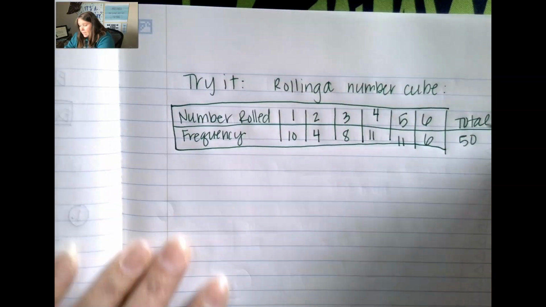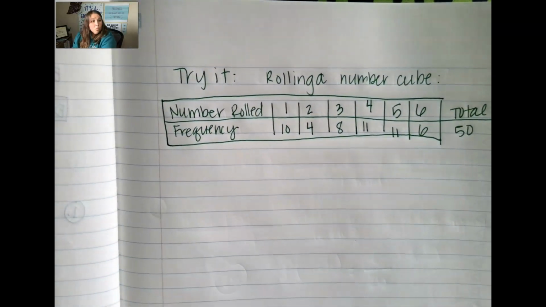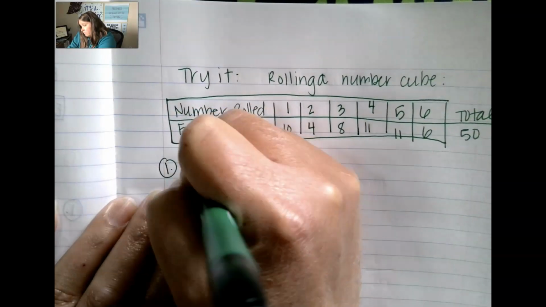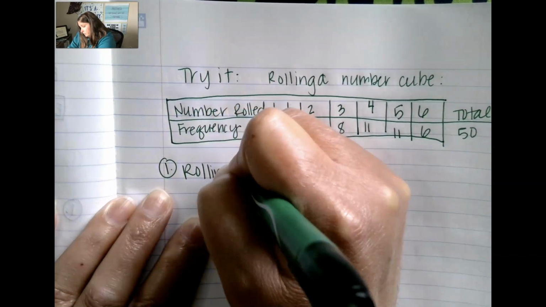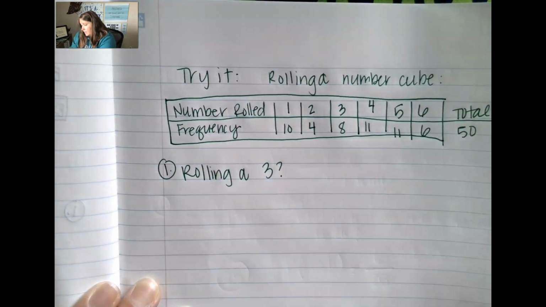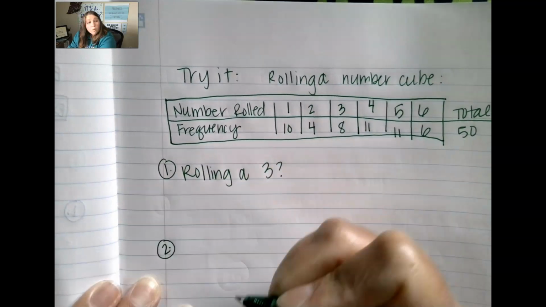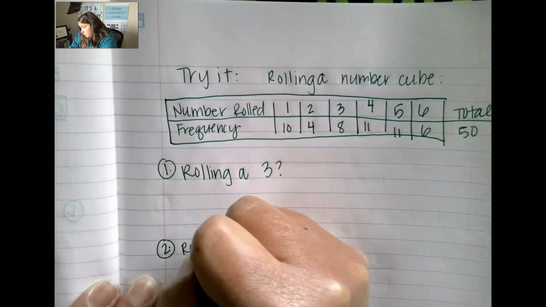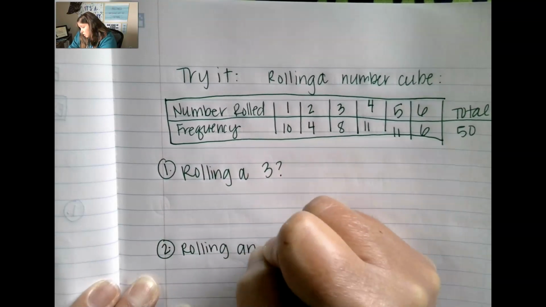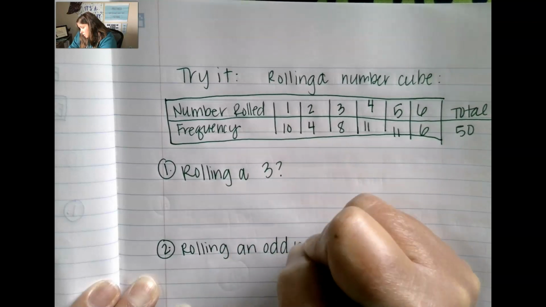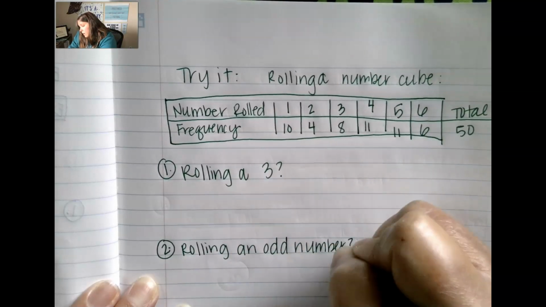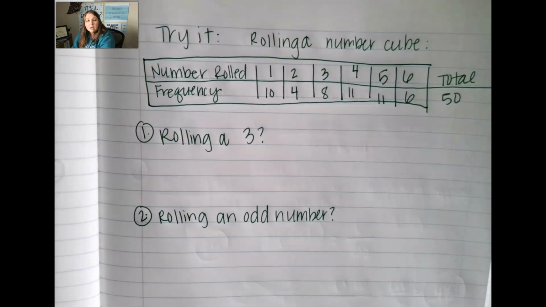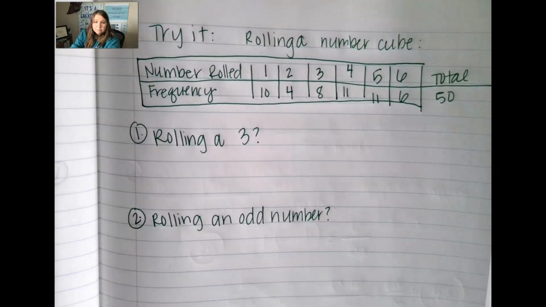All right, our job now is to figure out what is the experimental probability of rolling a 3. And I also want you to answer the question of what is the experimental probability of rolling an odd number? Okay, go ahead and hit pause right now so you don't hear me solving, and then when you are ready, come on back and check your work.